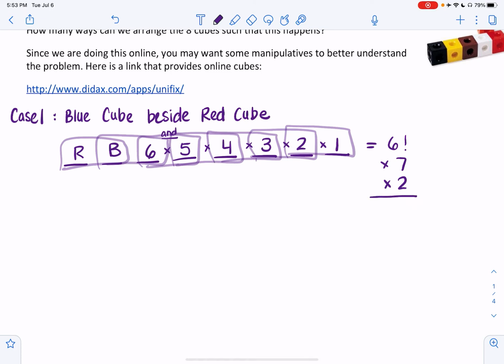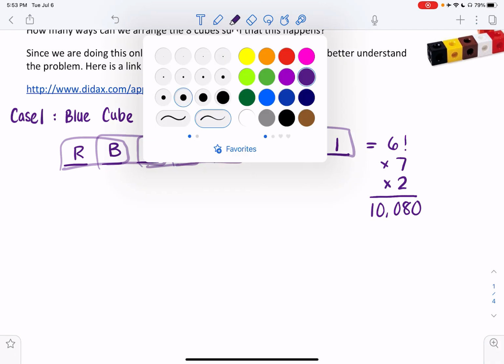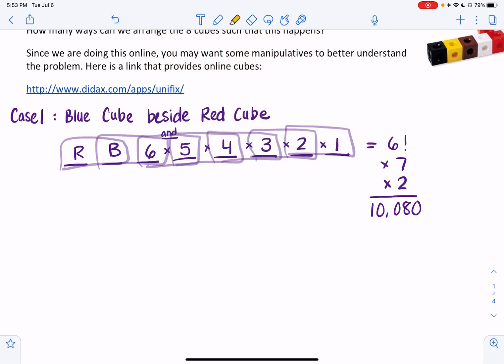Then I'm just going to put this into my calculator. So we will have 6 factorial multiplied by 7 multiplied by 2, which is 10,080. So that's how many ways we can have case 1. Now, in our conditions, we also wanted to see the situations in which blue is by green. So that's going to be our case 2.